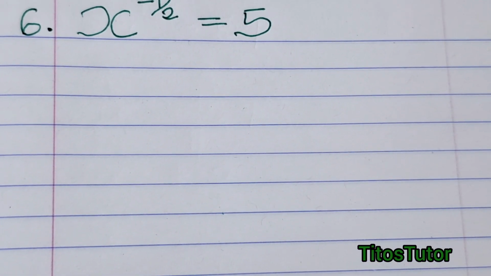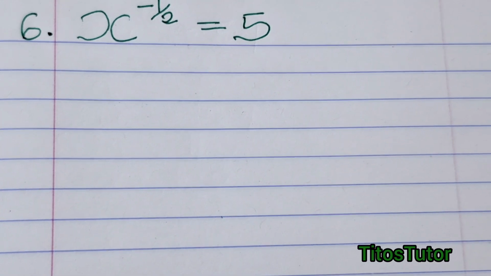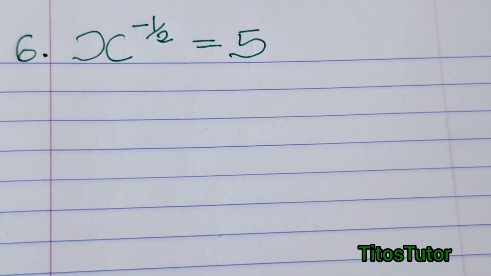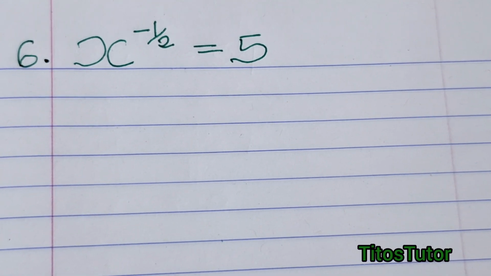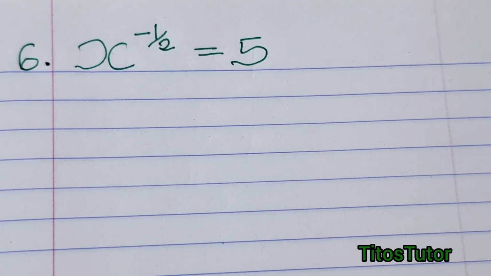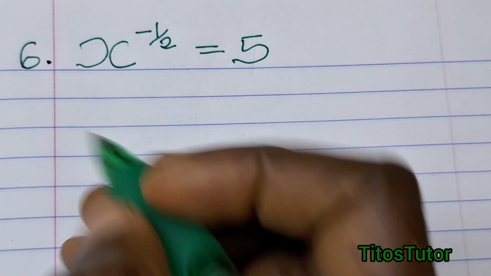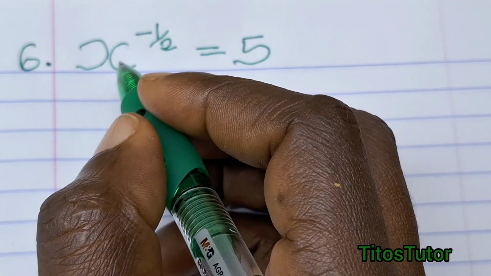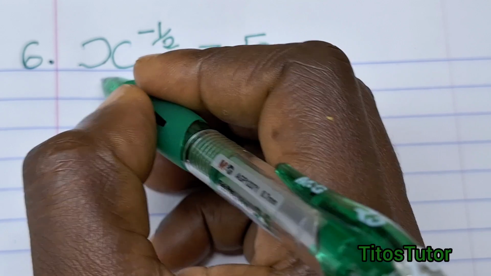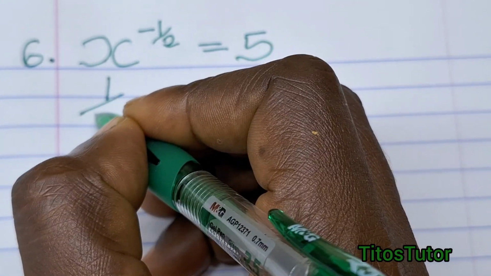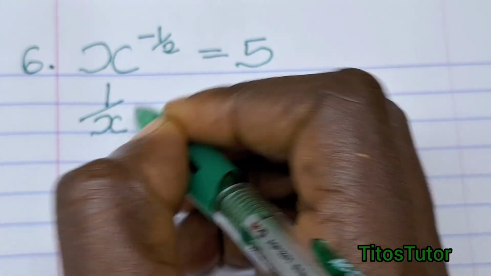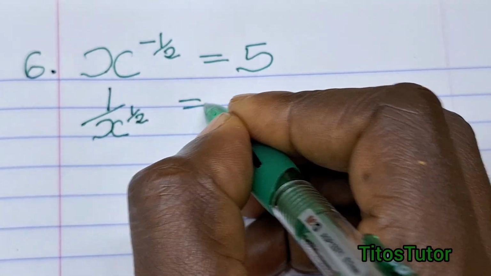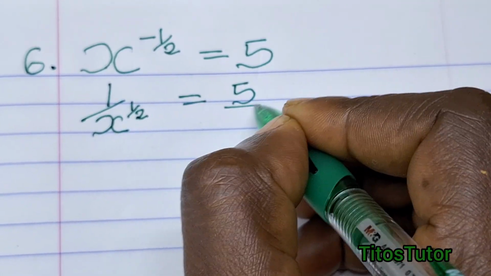Here's our 6th question for this video, and it says x raised to the power of negative half is equal to 5. So in this case, we have negative fractional indices, okay? So the first thing, get rid of the negative by finding the reciprocal of x. So, that's 1 over x. Your negative disappears, so you have raised to the power of half is equal to 5 over 1.